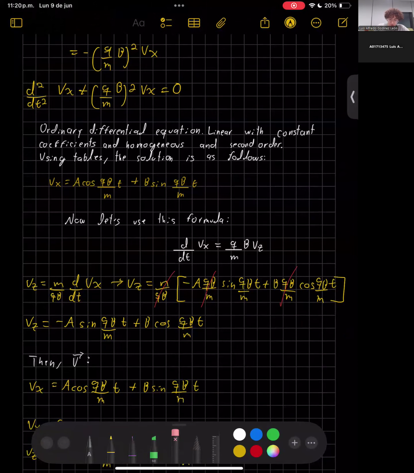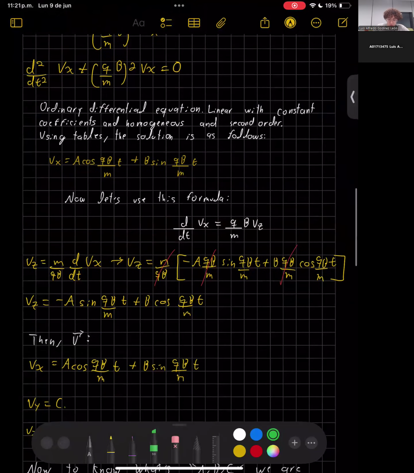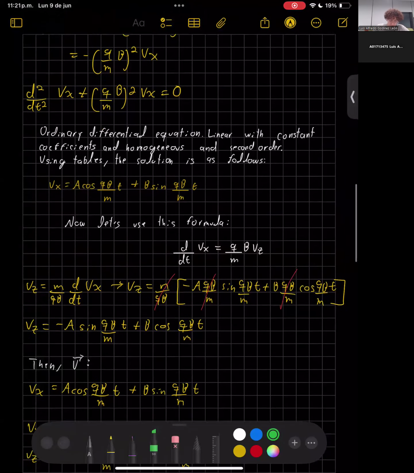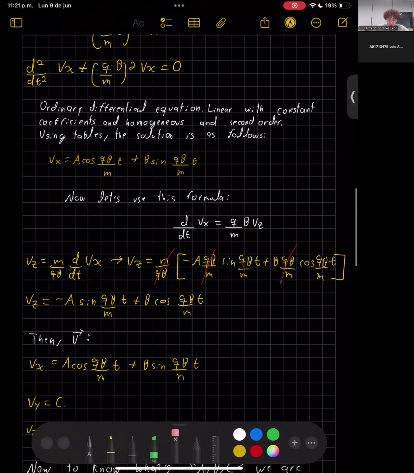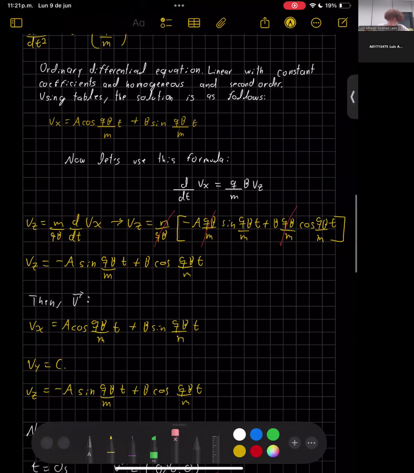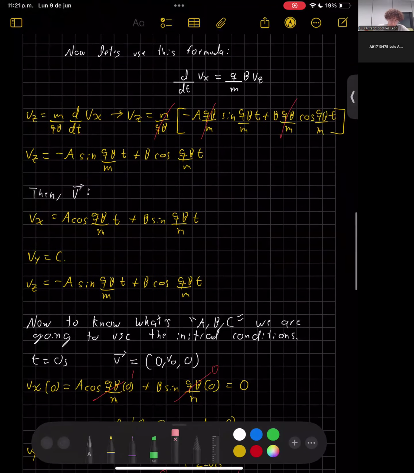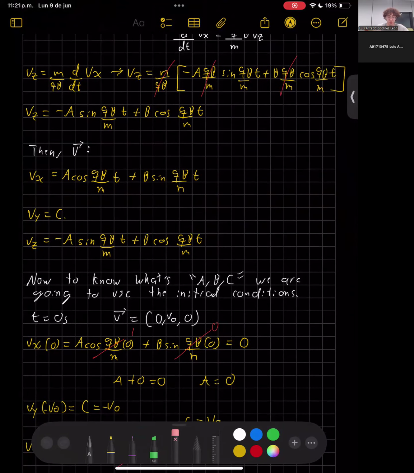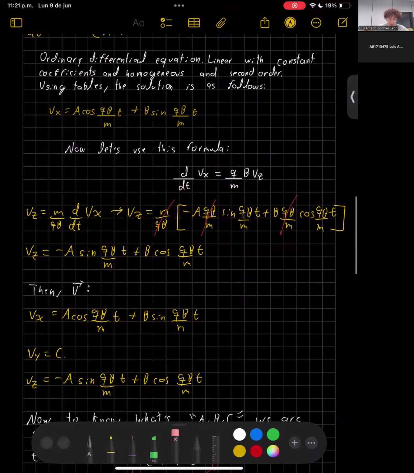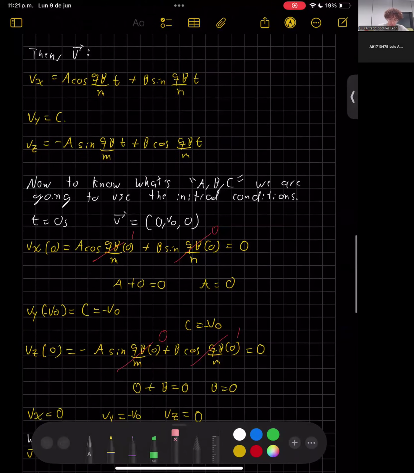And then here we have the result that says that we have an ordinary differential equation that is linear, with constant coefficients, homogeneous, and of second order. So using the tables, the solution for that equation is as follows. Then we apply the formula down here. So we get the value of the velocity along z, and then we substitute these values into the ones that we had before.